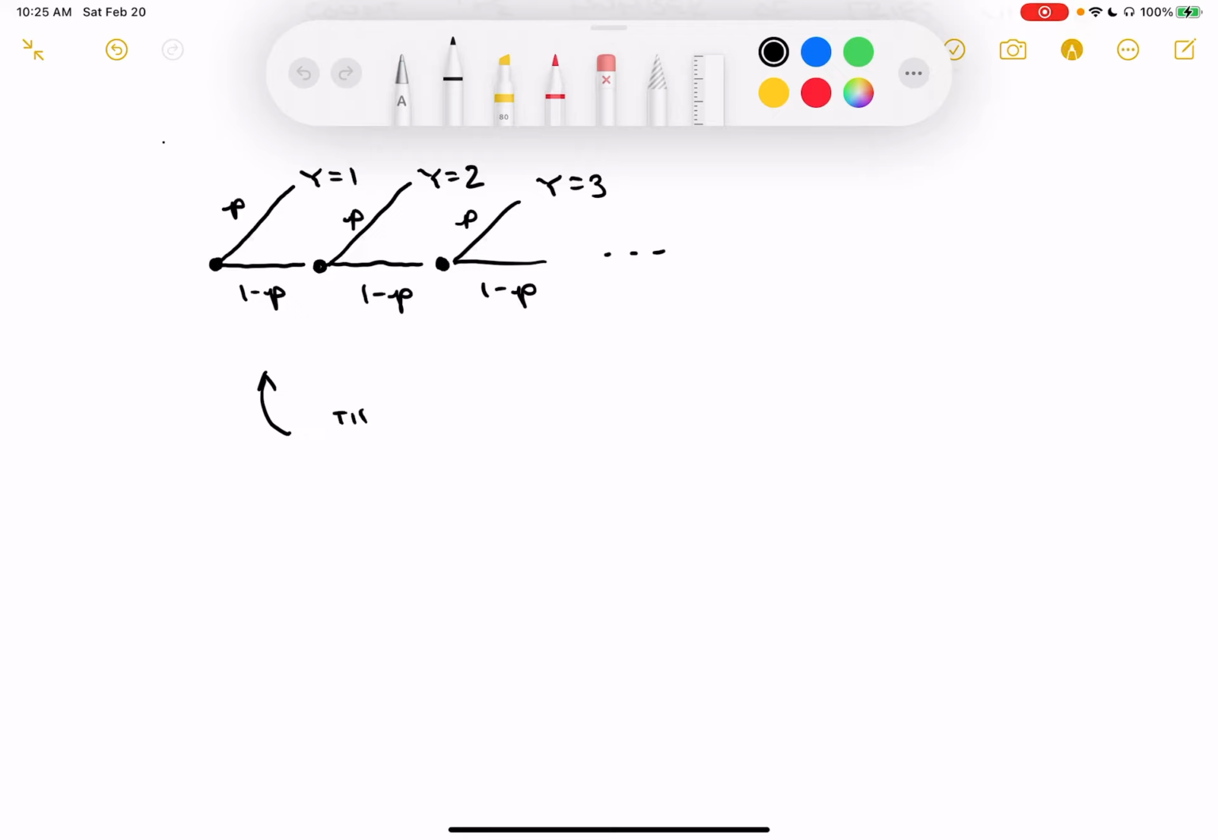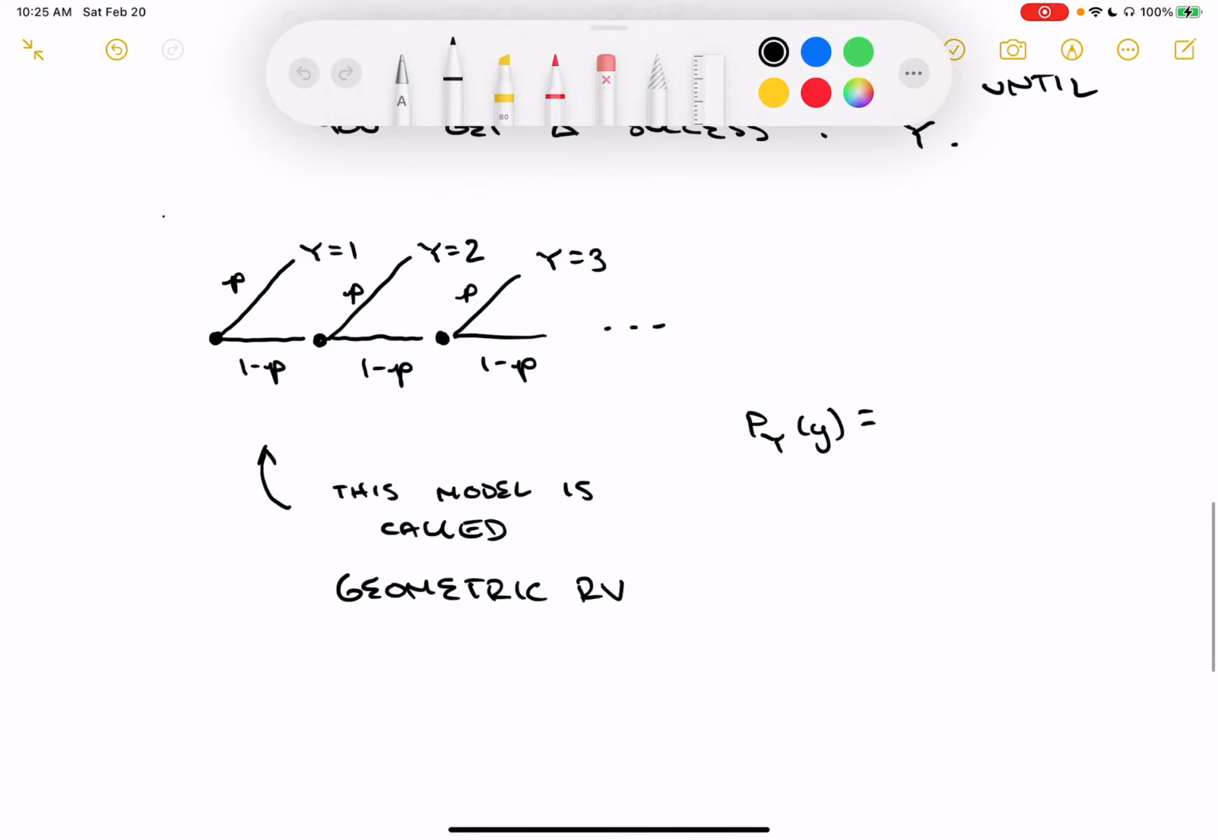So this model is what is called a geometric random variable. So this particular family, the geometric random variable, can be associated with a keep trying until you succeed kind of outcome. So what would the probability mass function look like? We know that probability mass function, p_Y of y, is going to tell us the different probabilities for different values y that are in our range space.